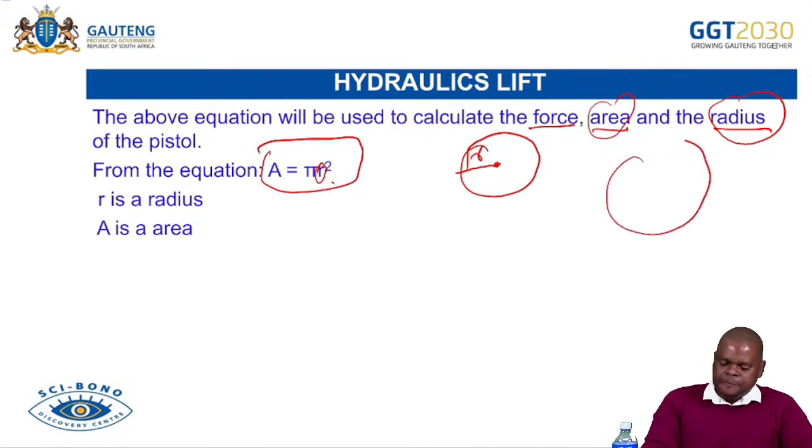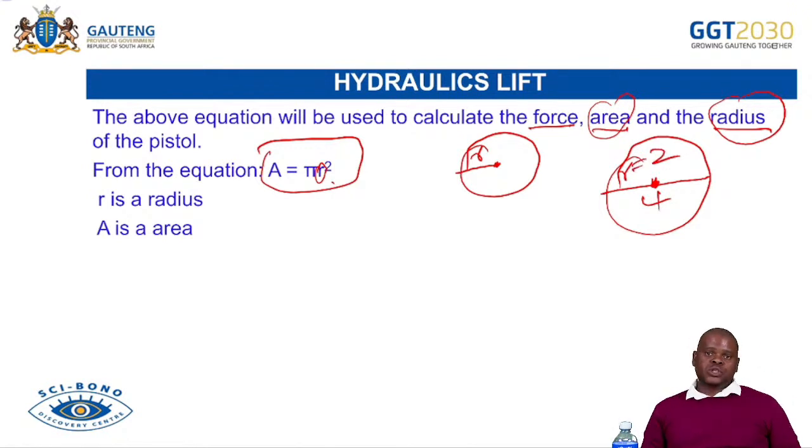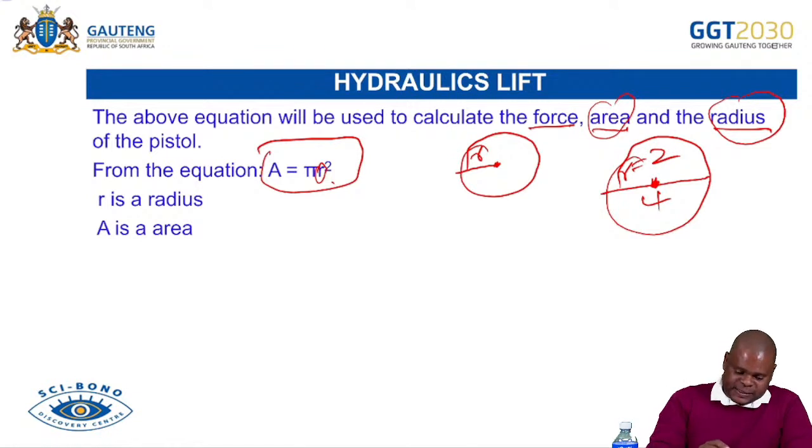Sometimes we'll be given a circle like this with a diameter. We said diameter, a radius is a half of what? A radius is a half of a diameter. If the diameter is 4, that means radius will be equal to 2. Are we together, grade 12s? Yes.